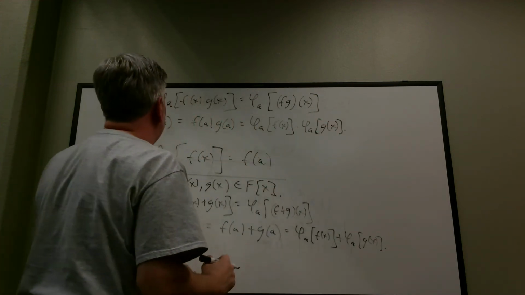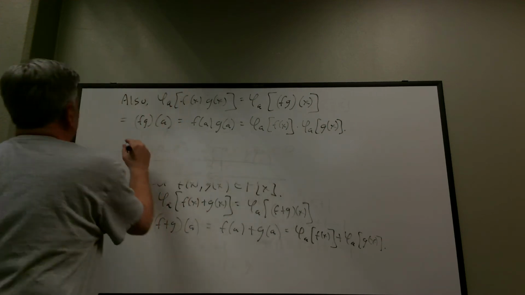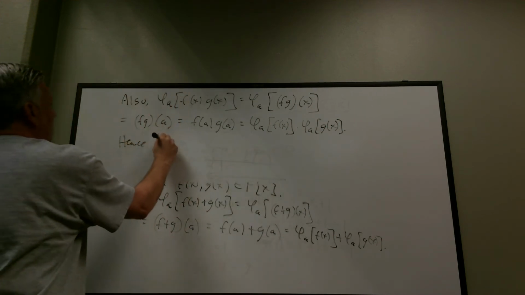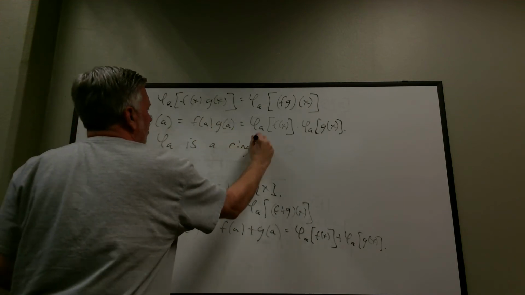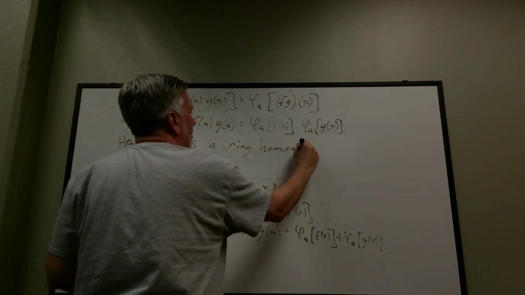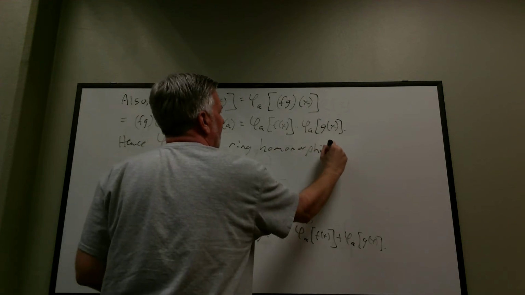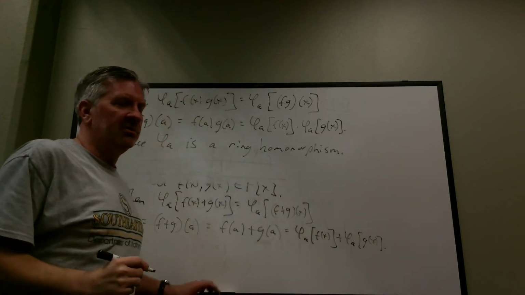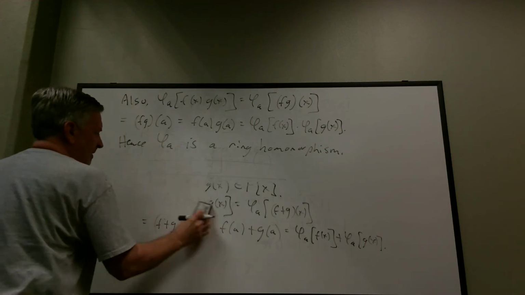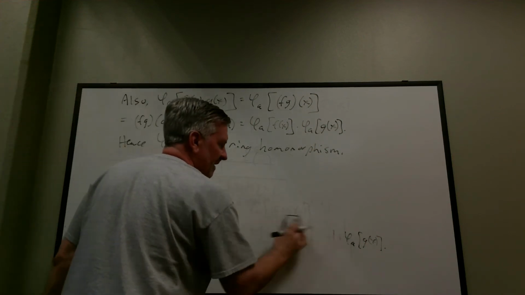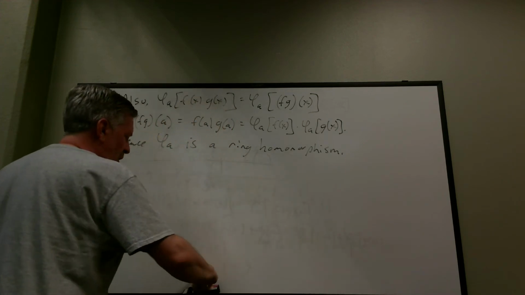So these two parts together, hence phi sub A is a ring homomorphism. Okay, so those two parts give us our homomorphism. So the only thing left to do is show surjectivity. So we need to show that phi sub A is onto.